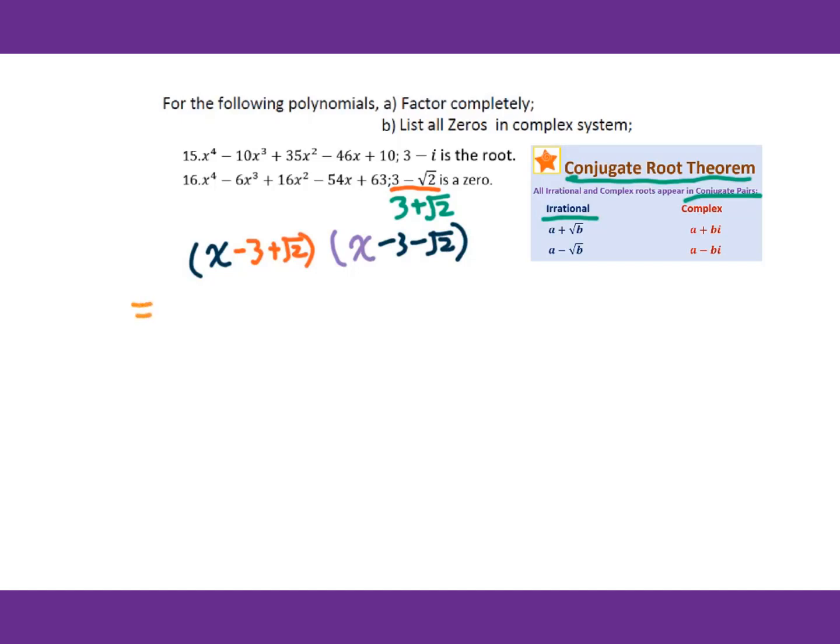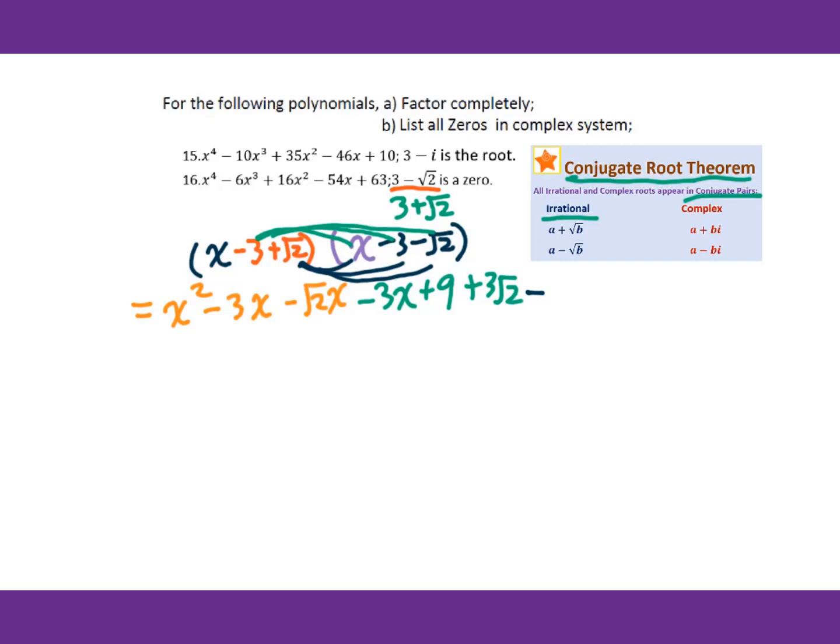Then we do the FOIL. We got x squared minus 3x minus square root of 2 x. Then go to this negative 3 now. Minus 3x plus 9 plus 3 square root of 2. Then we go to this square root of 2 plus square root of 2 x minus 3 square root of 2 and minus 2. Remember, whenever you see the square root, it will be cancelled. If it didn't cancel out, that means you made some mistake. Now I can get x squared minus 6x plus 7.